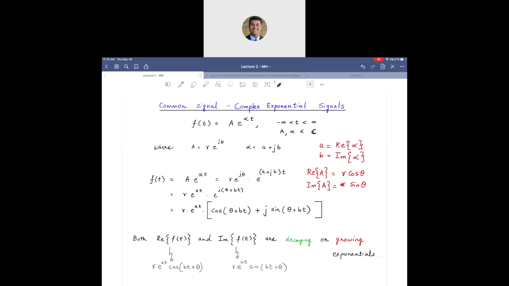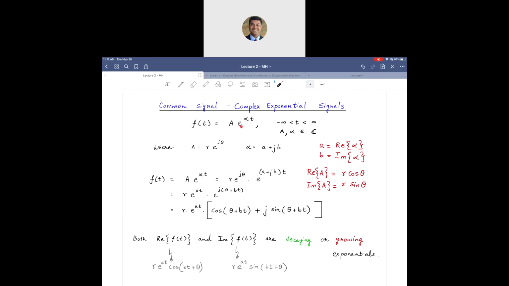So I'm just simply using Euler's identities to express real and imaginary parts of these two complex numbers, alpha and A. One is in Cartesian form and the other is in polar form. Okay, now let's see what f of t works out to be.